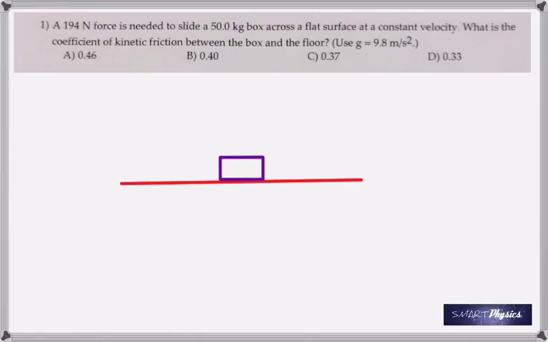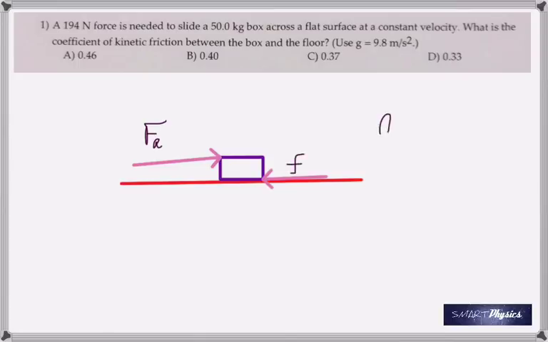The most important fact here is that it's moving at constant velocity, which means that there is no acceleration. And if there is no acceleration, that means there is no net force. Again, if there is no net force, that means the force that's being applied, 194 newtons, is just equal and opposite to friction. So they cancel out, and that's why there is no net force. So that's the applied force.